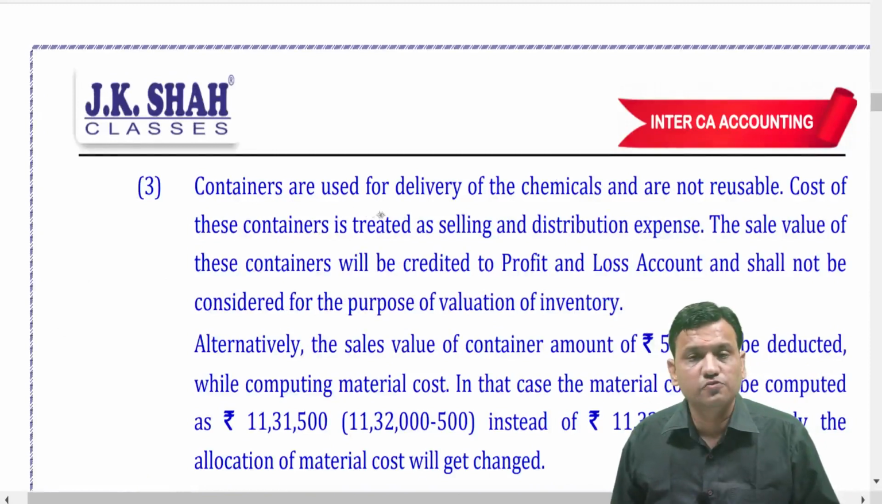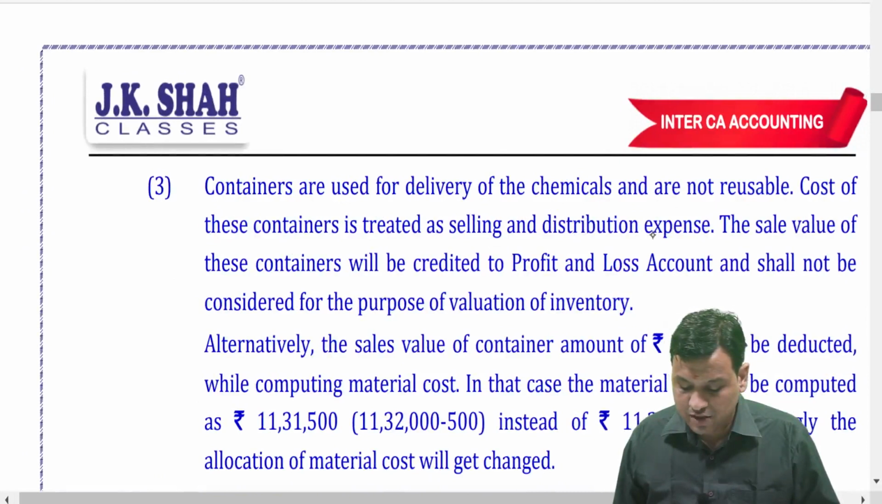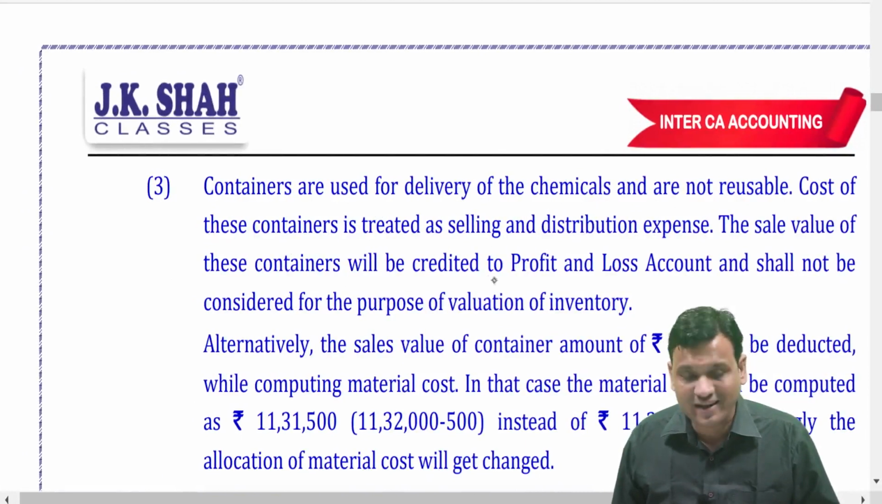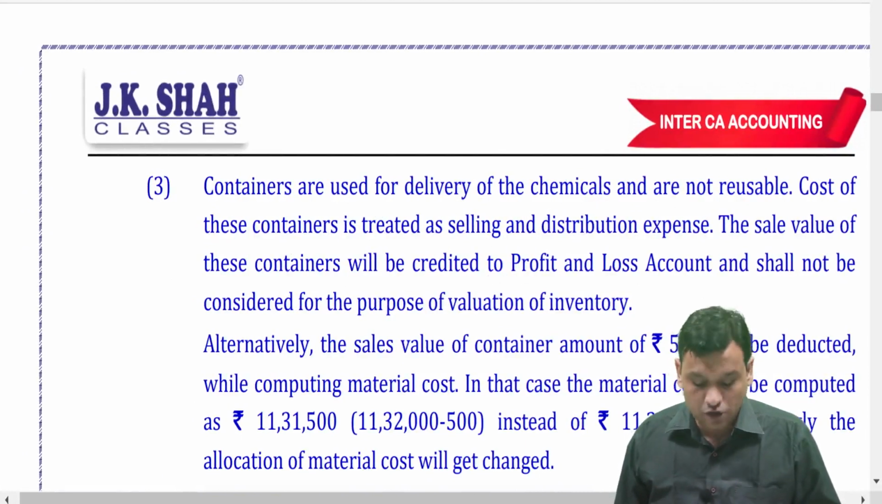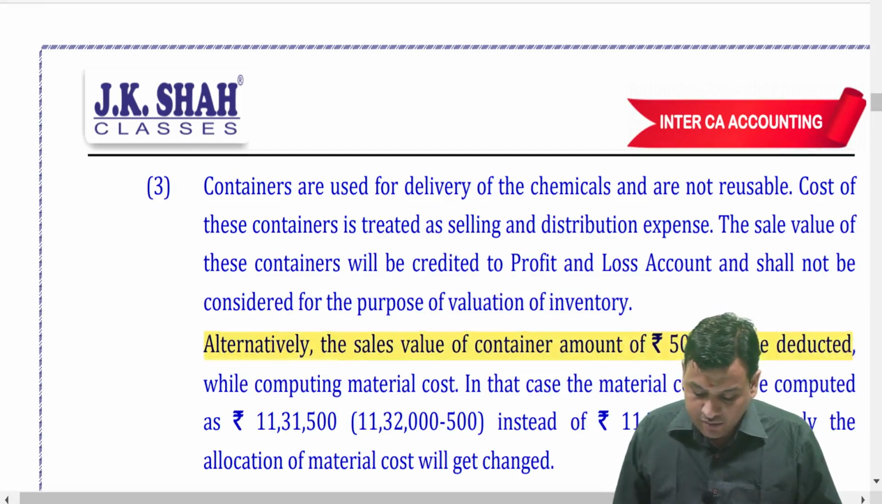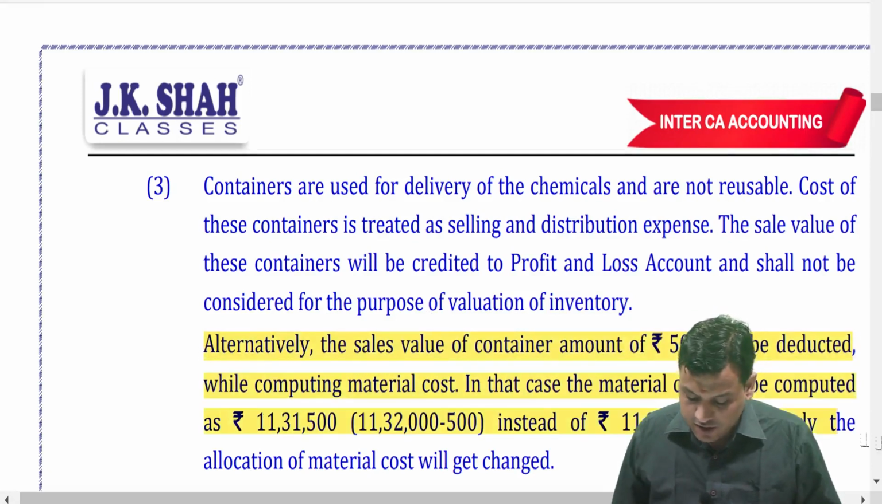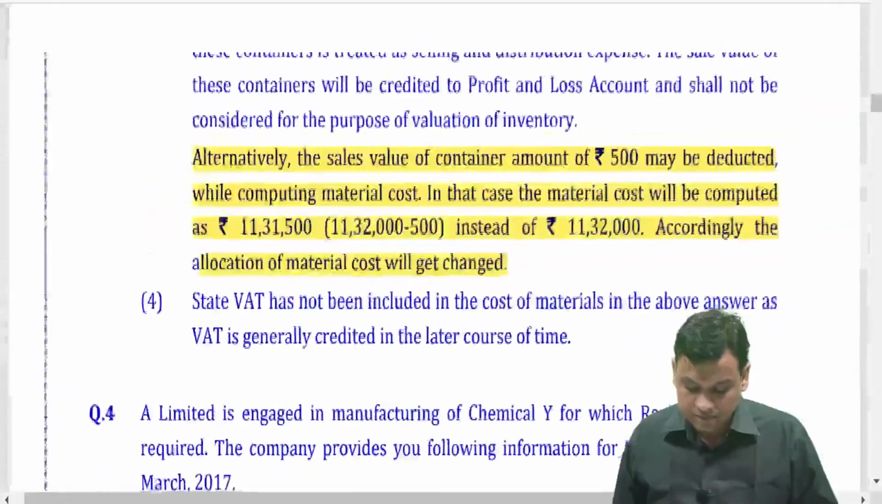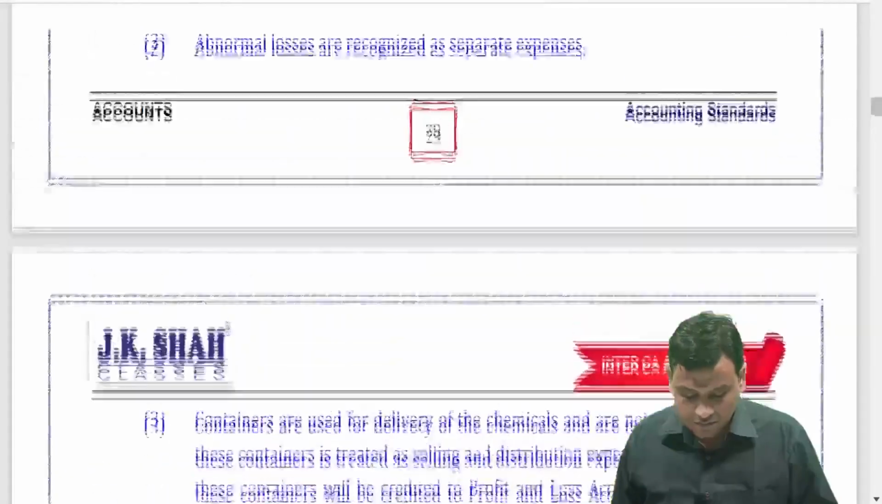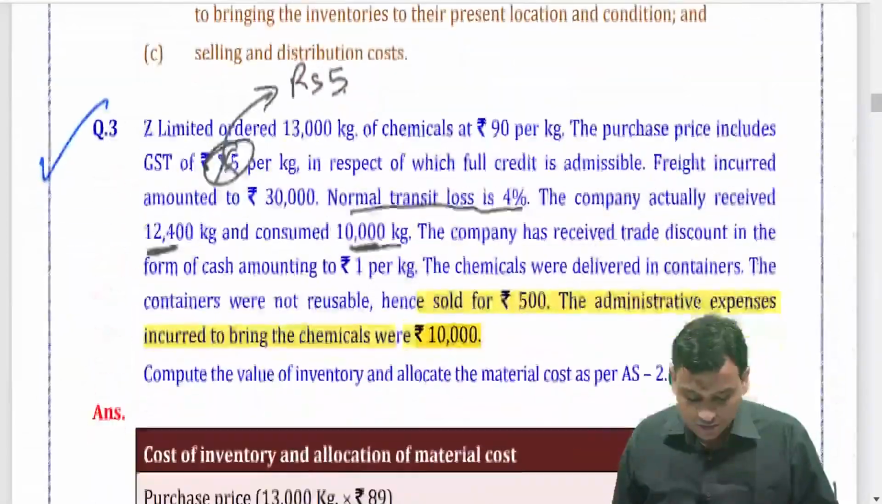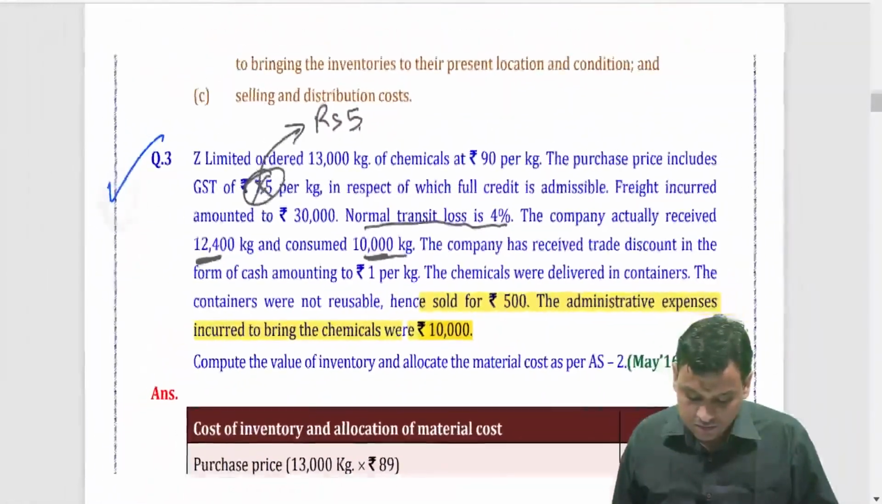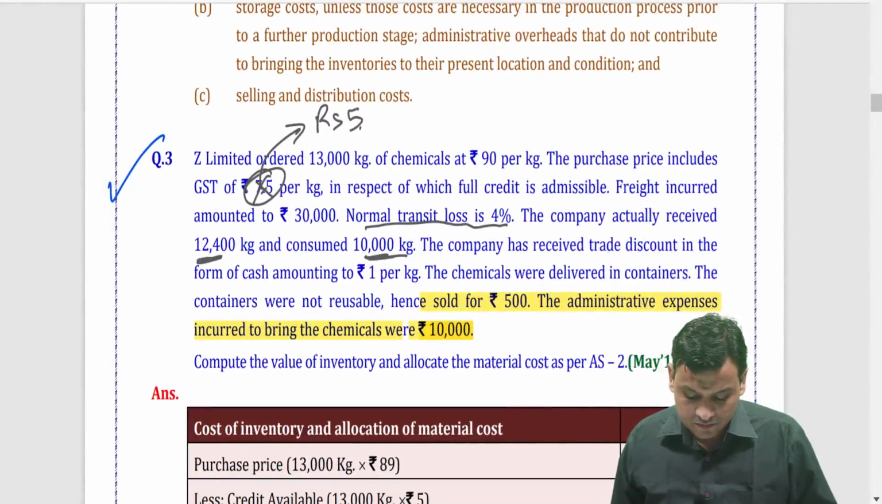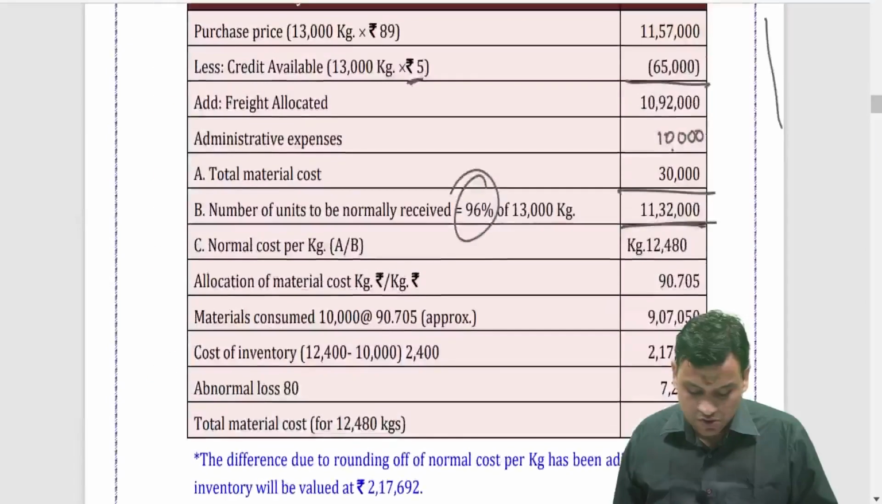See, containers used for delivery of chemicals are not reusable. Cost of this container is treated as selling and distribution expense. The sale value of this container will be credited to profit or loss and shall not be considered for the purpose of inventory valuation. Alternatively, it may be deducted. Okay, then obviously my answer would have been different. Okay, friends. So this is the solution.